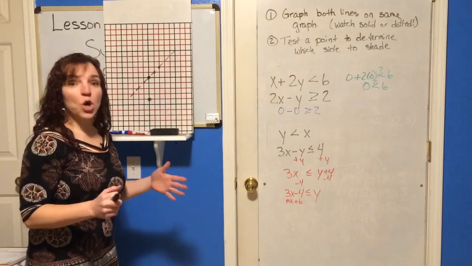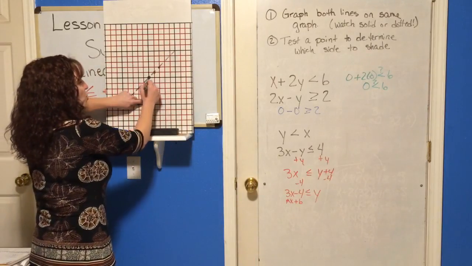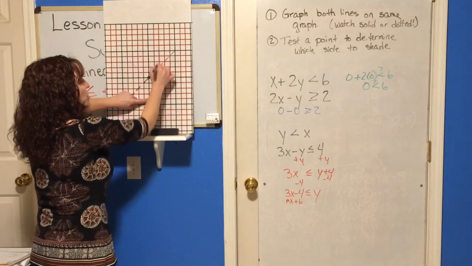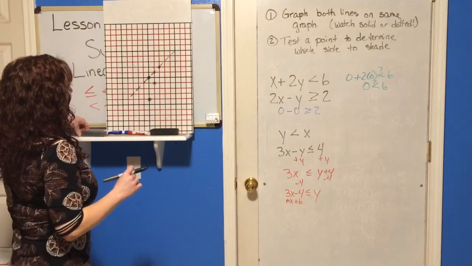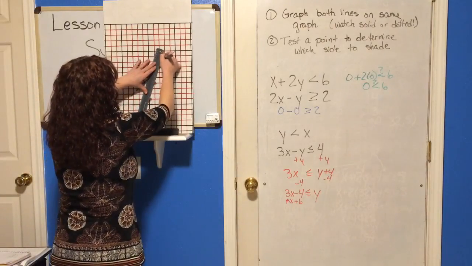So remember, the slope is rise over run. So from here, we're going to go up 3, 1, 2, 3, and over 1. And you can do it twice if you wish. Oh, look, there's the crossing point. All right, and now, oh my goodness, I need a longer ruler for this.